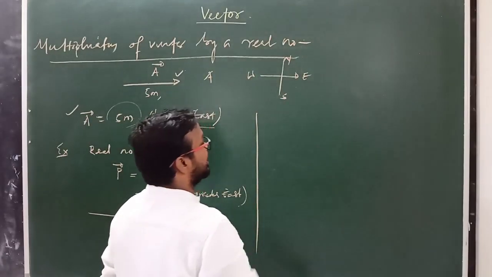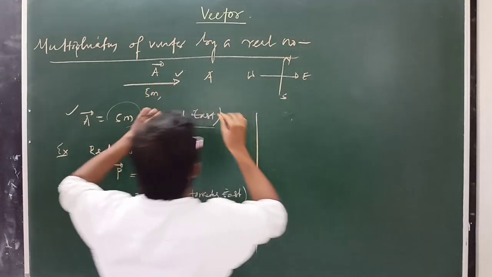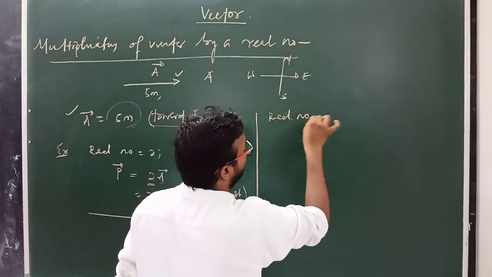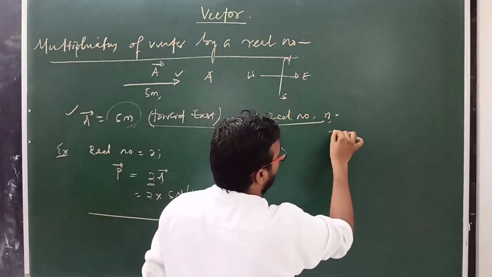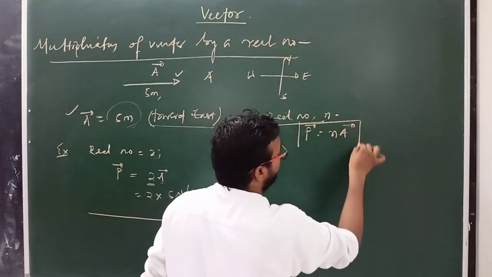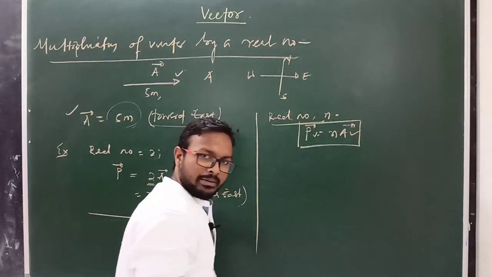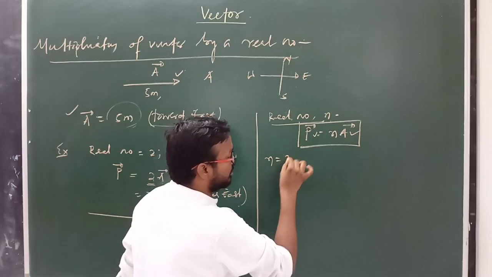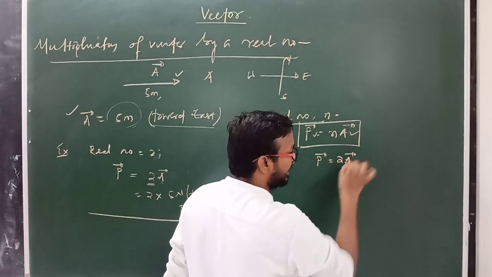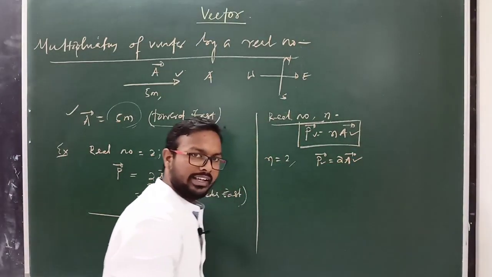Or you can take another example. Suppose this is a vector, and we multiply it with a real number n. Then n times a vector represents a new vector p vector, and its direction is along the direction of a vector. Here n is suppose 2, which is a positive quantity, so p vector is equal to 2 a vector, and the direction of p is along the direction of a vector.